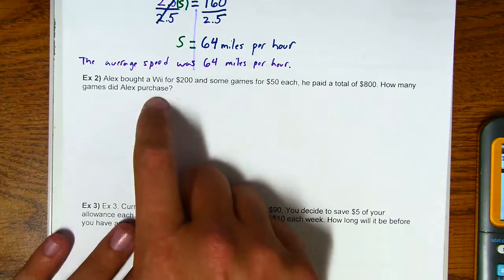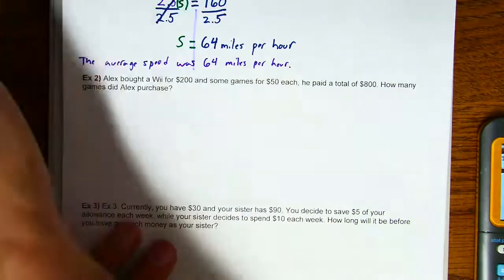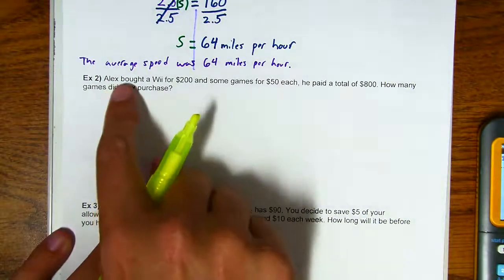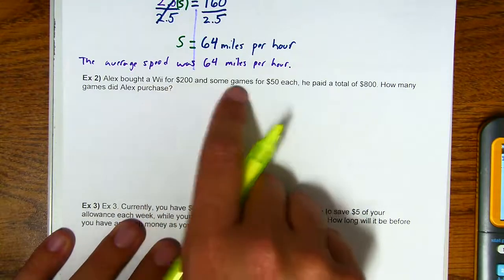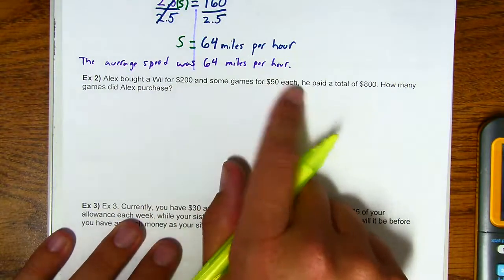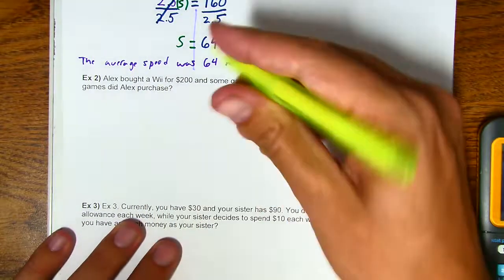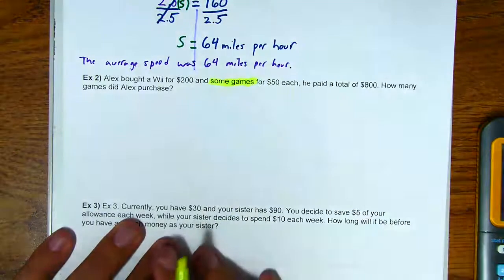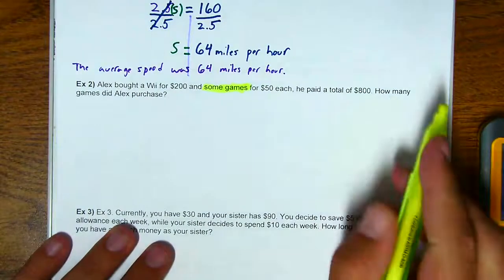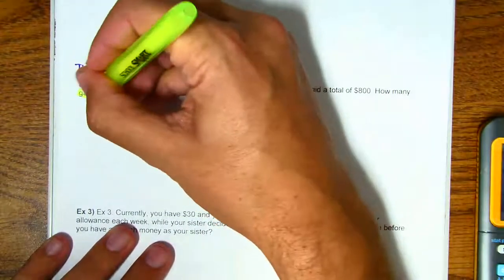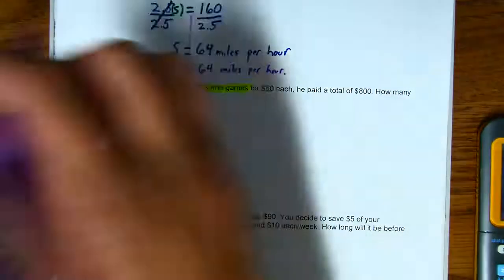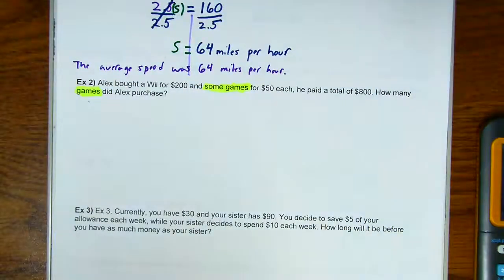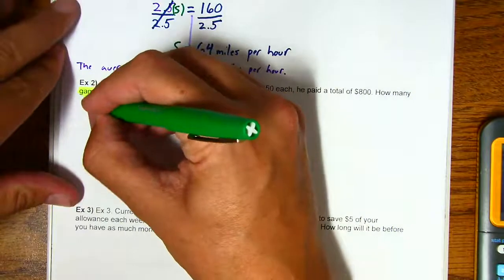Okay, so again, first let's go through the question and label our variables. Alex bought a Wii for $200 and some games for $50 each. How many games? We don't know, right? Some games, they're not telling us. This is what we're going to have to solve for. This is what they're asking. How many games did Alex purchase? So we're going to call this G. G is going to be our variable. Okay, so I'm going to label this G.